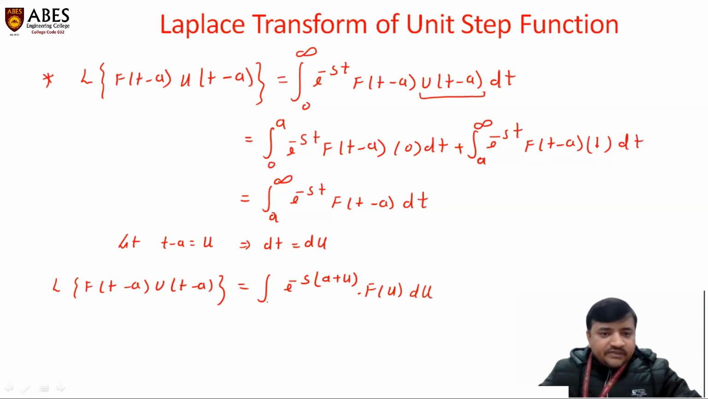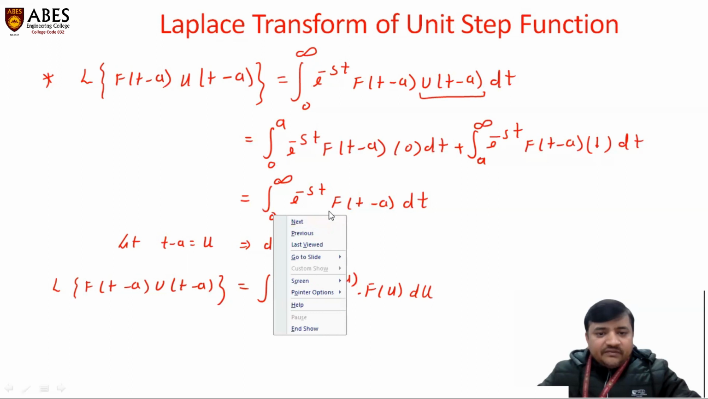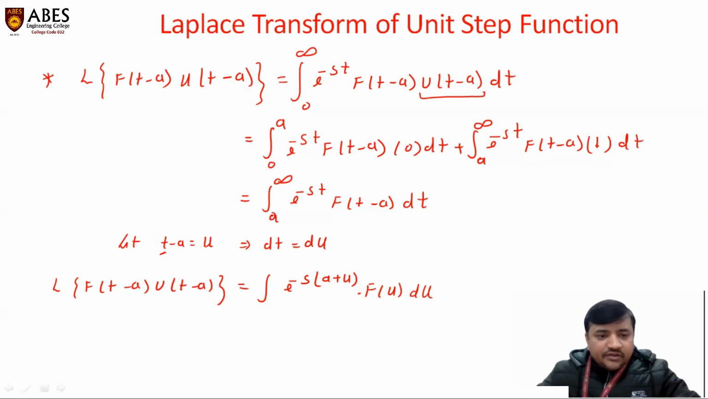Now think about the limits. Here the limits were of t. So when t will be a, u will be a minus a, that is 0. And when t will be infinity, u will be infinity minus something, that is infinity. So you have got the expression like this. Since the integral is being done with respect to u, we can take e to the power minus as outside. Integral 0 to infinity e to the power minus au f u du.